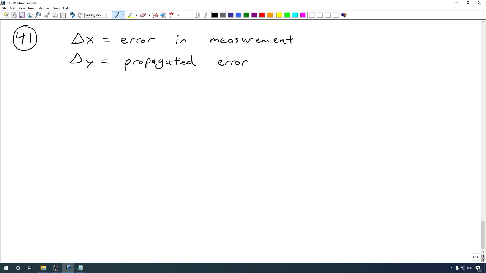The ratio dy over y is the relative error. Now, technically, what they're saying there is wrong. It technically is based off of the exact error. It should be delta y over y. Basically, this is how much we are off percentage-wise.